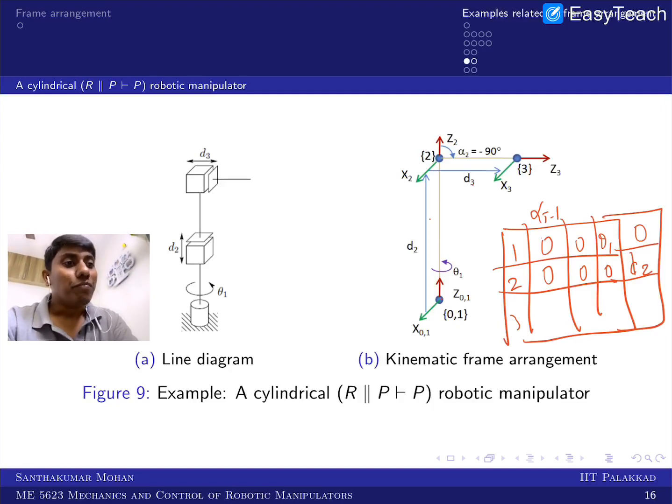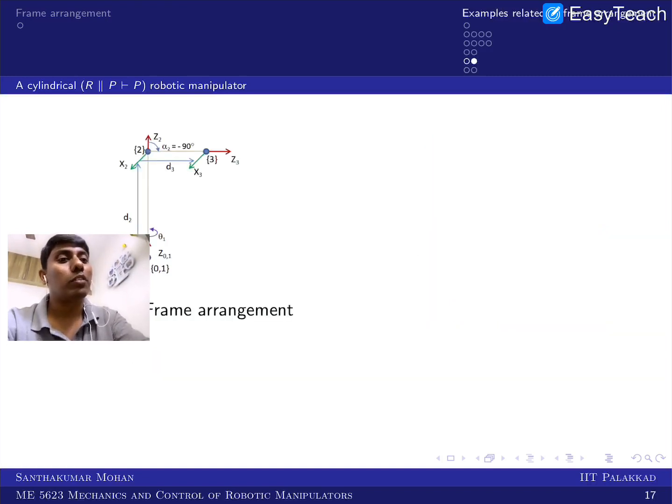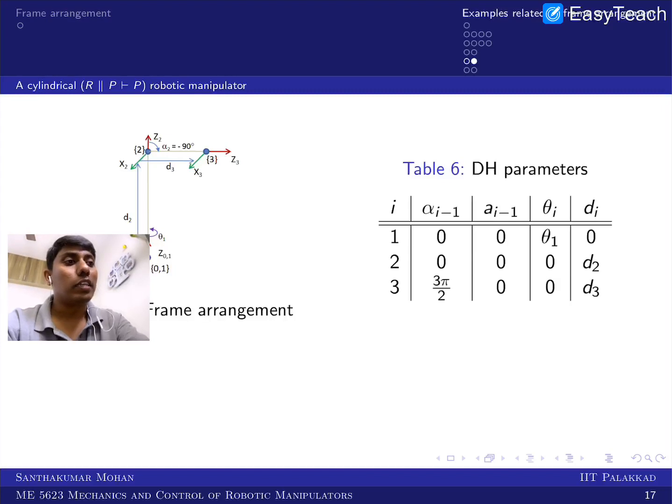You can see x2 is the rotational axis, whereas this is rotated this way. So you can see that this is rotated 270 degrees, so it's 3 pi by 2, and you have no translation along x, and no variable there, because x2 and x3 are parallel, and you have d3 as the variable. So like that you can go further, and you can get it, right?